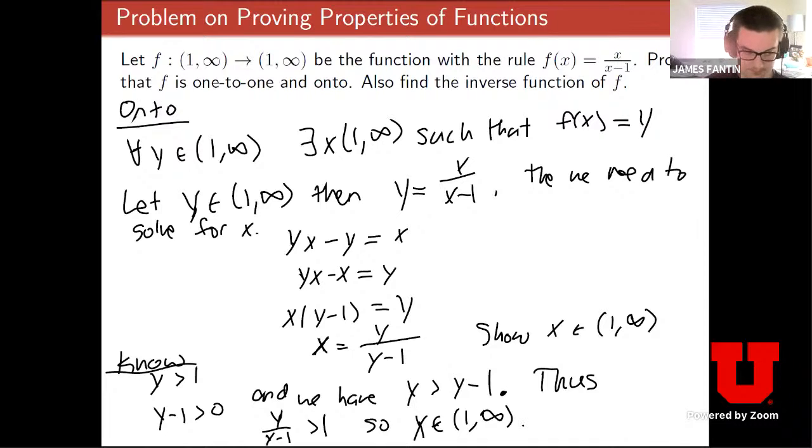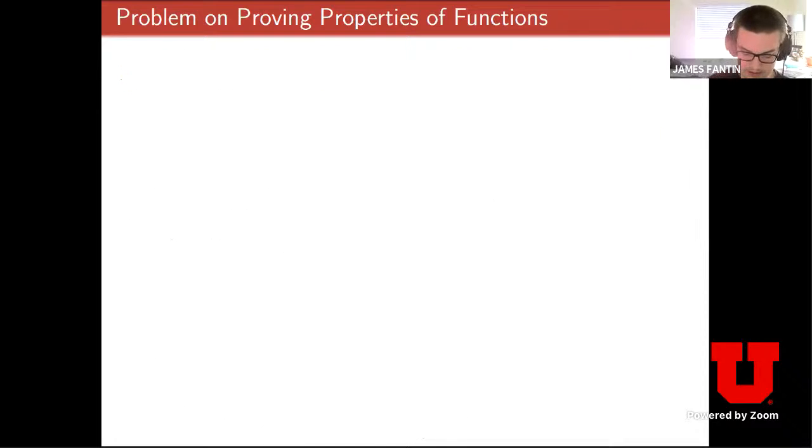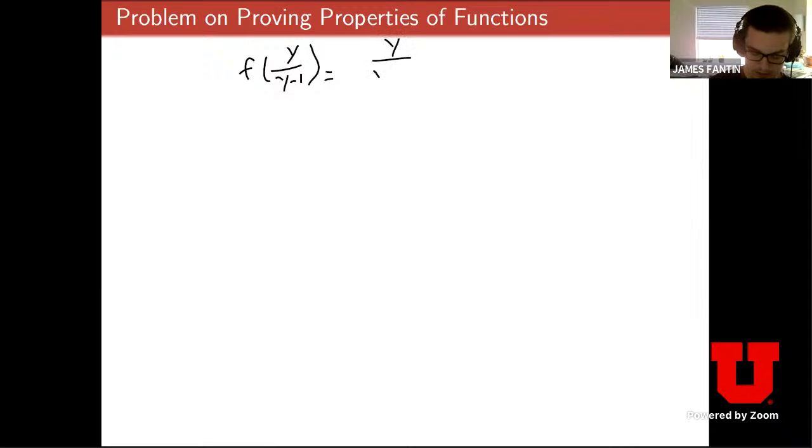Awesome. So then what we can do now is we found the element x. It's y over y minus 1. We can show that f of x actually does map to y. So if we use this x, that is f of y over y minus 1, then we have, I'm just going to quickly wrap this up. I know we're a little bit over.